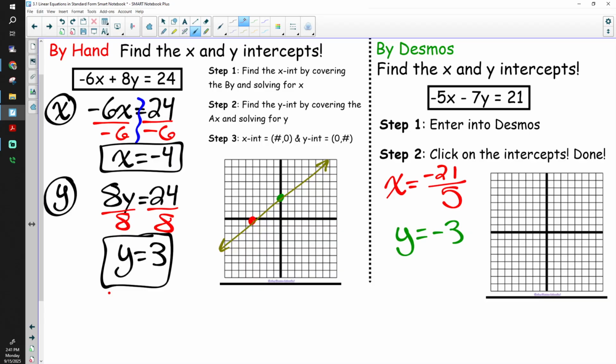I go to my graph. Negative 21 fifths is hard to graph. It's negative 4.2, so we go over 4 and a little bit more. Negative 3, I just start in the middle and go down 3. Take my pencil and, to the best of my ability, draw a straight line. There's my x-intercept, there's my y-intercept, here's the graph of my line.